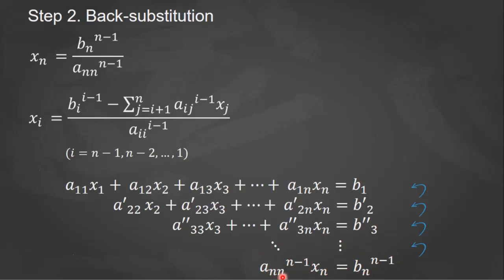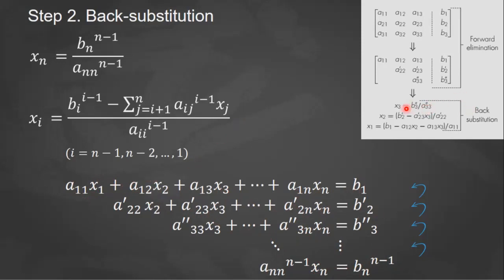Okay? So xn is bn over ann. This is not a power, okay? It's just tick marks. Once we have solved xn, we substitute it back into the second to the last equation, then continue upward until the first equation, so that we solve xn, then xn minus 1, down to x sub 1.